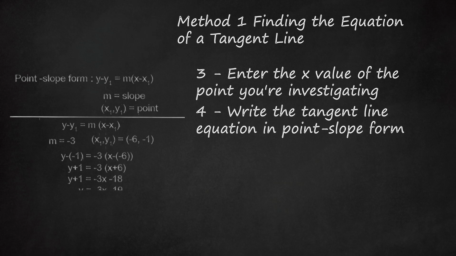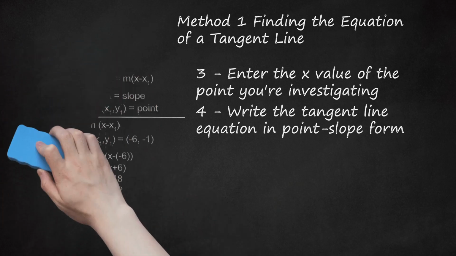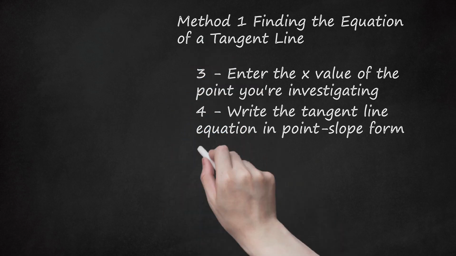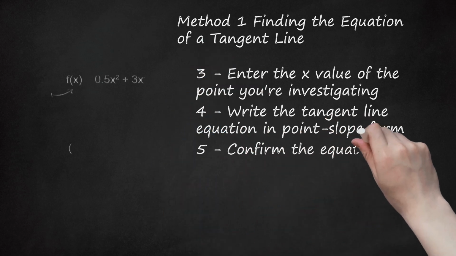y - 1 = 3(x - 6), simplify to y + 1 = 3x - 18, y = 3x - 19. 5. Confirm the equation on your graph.